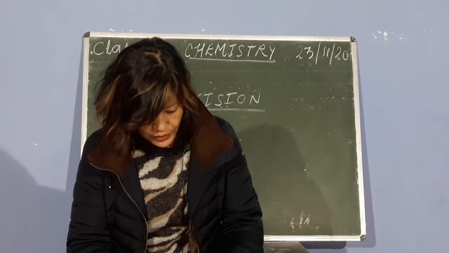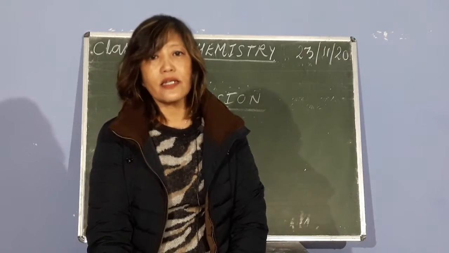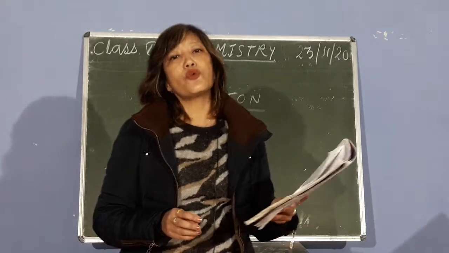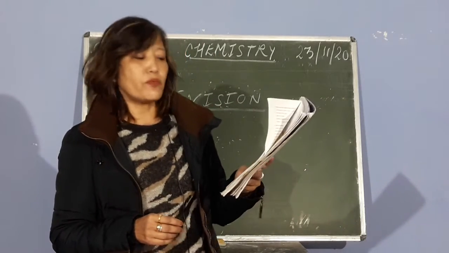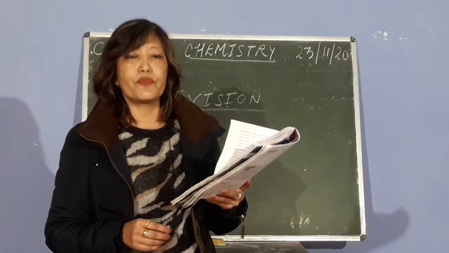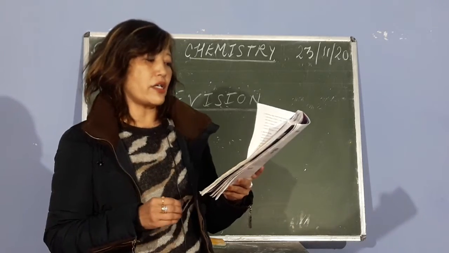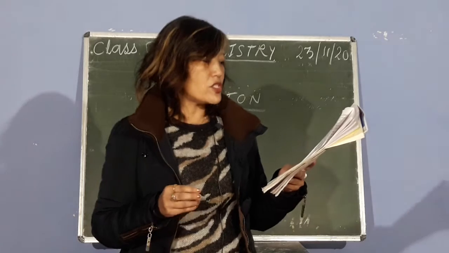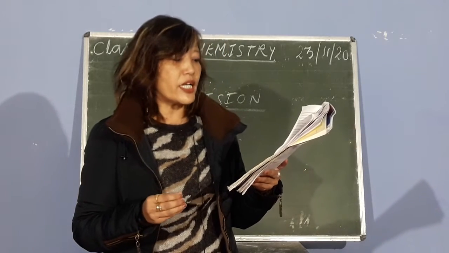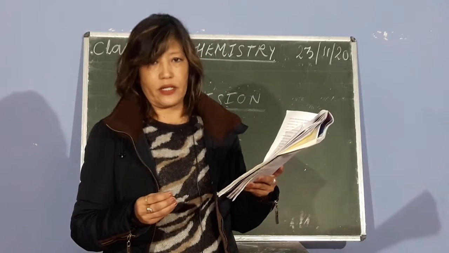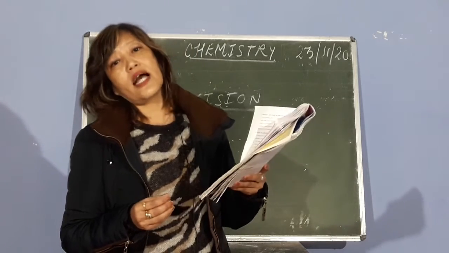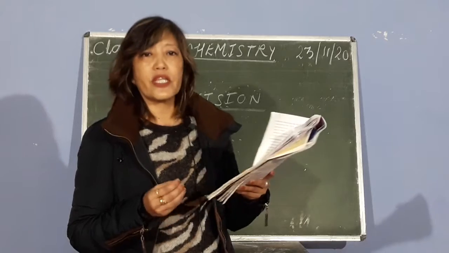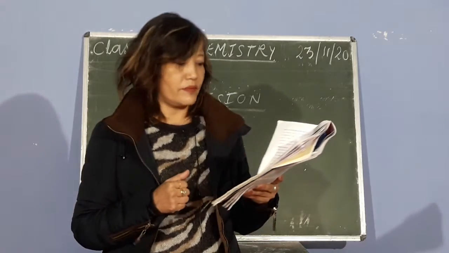Now the last chapter is elements and compound. So that is on page number 25. Question number A, take the most appropriate answer. Number 1, which of the following is a metal? The options are sulfur, chlorine, gold and bromine. So which one is metal? The answer is gold. Others, sulfur, chlorine and bromine, they all are non-metal.